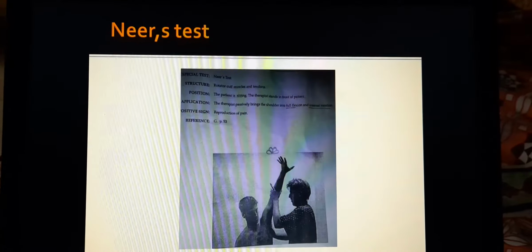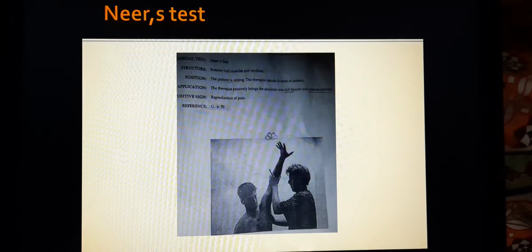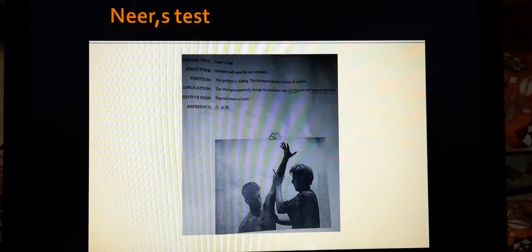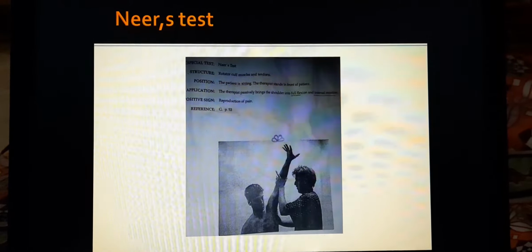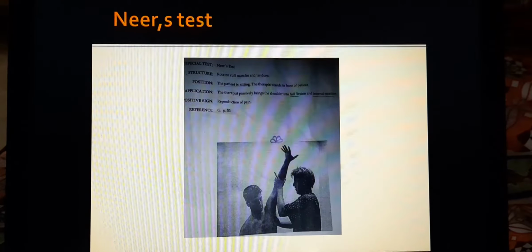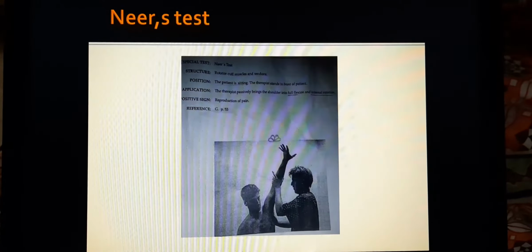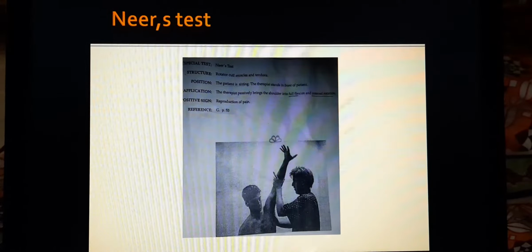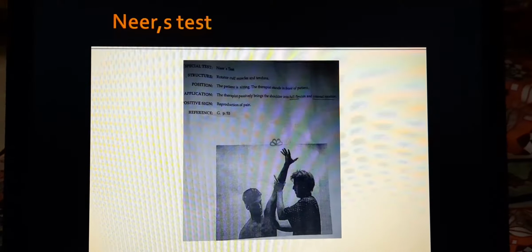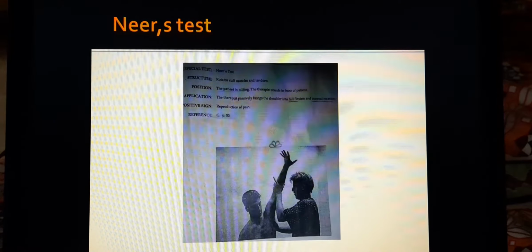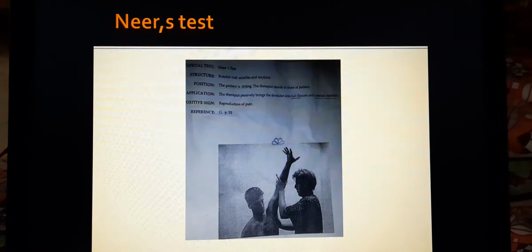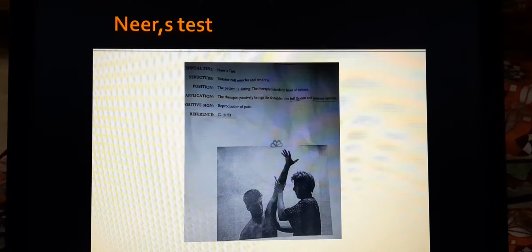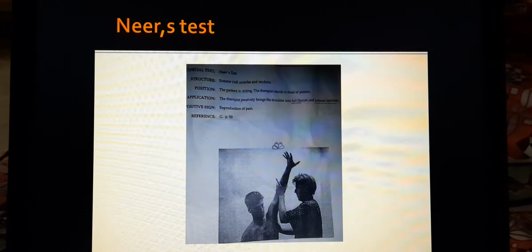Neer's test. The structures that Neer's test checks are the rotator cuff muscles and tendons. Position of the patient is lying or sitting. The therapist stands in front of the patient. Application: the therapist passively brings the shoulder into full flexion and internal rotation. A positive sign is reproduction of pain.